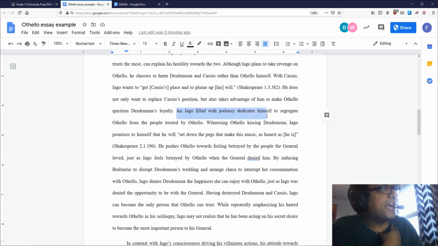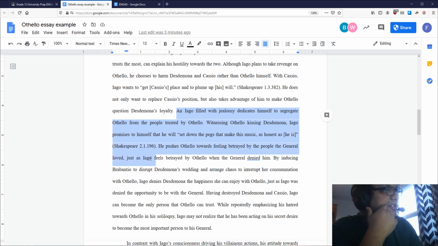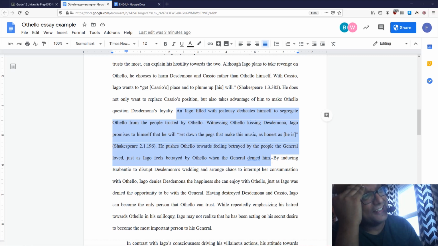Let's keep going. "And Iago, filled with jealousy, dedicates himself to segregate Othello from the people trusted by Othello. Witnessing Othello kissing Desdemona, Iago promises to himself that he will set down the pegs that will make this music as honest as he is." And then there's a nice citation. "He pushes Othello towards feeling betrayed by the people the general loved, just as Iago feels betrayed by Othello when the general denied him." Okay, so this is the silliest essay ever.